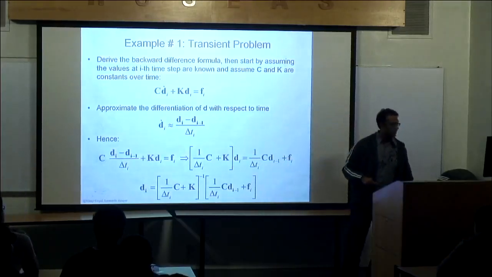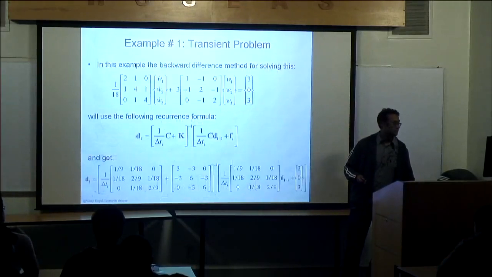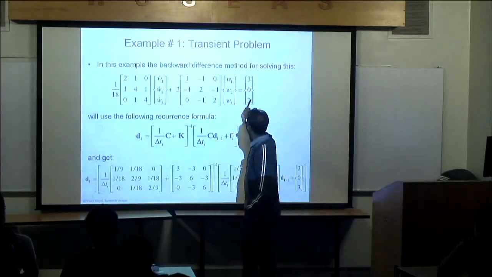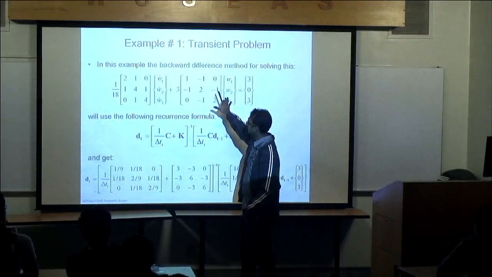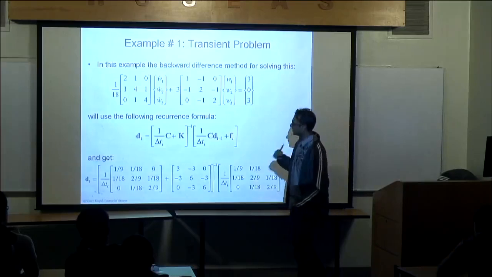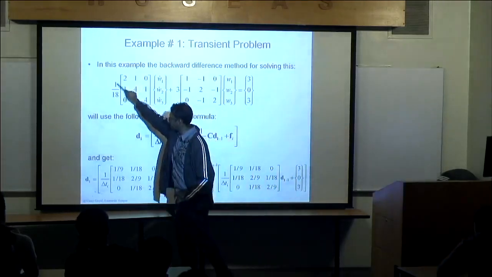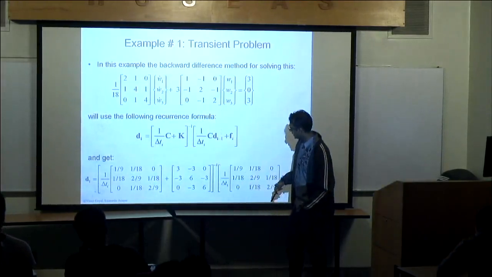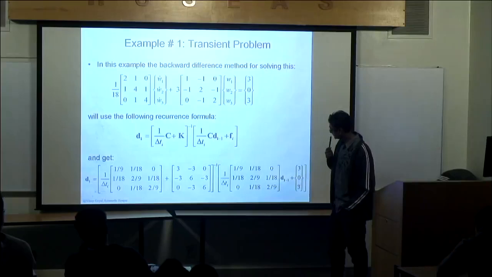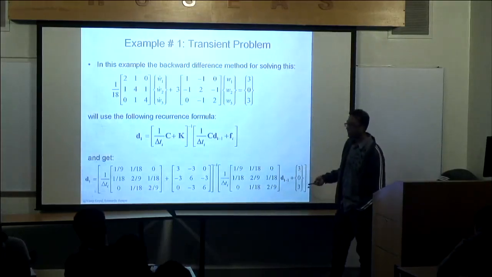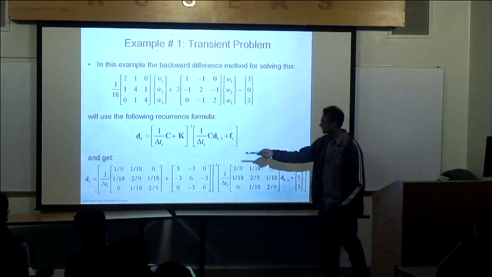Okay, so, well, a problem is never complete if you don't complete it. So let's do a little bit more work so you can see how it works. So I have that. That's what we started with. We'll use this recurrence formula right here. And I know what C is. C is just this right here. So I plugged it in. K is right here. I plugged it in. C is right there. I plugged it in. And I have Fi, which I plugged in. So now I'm really ready to go forward and start finding out what D is as a function of time.